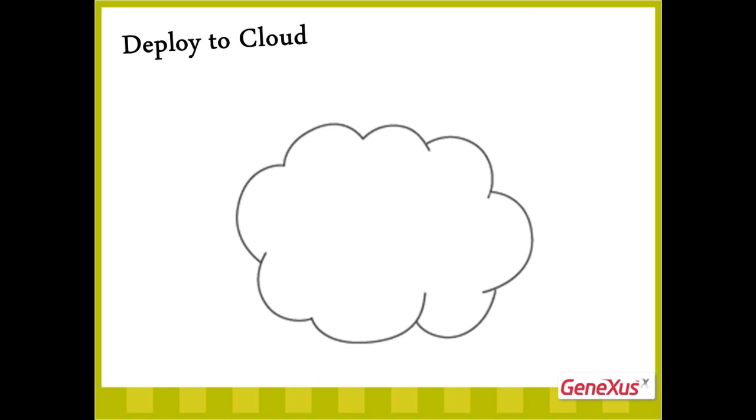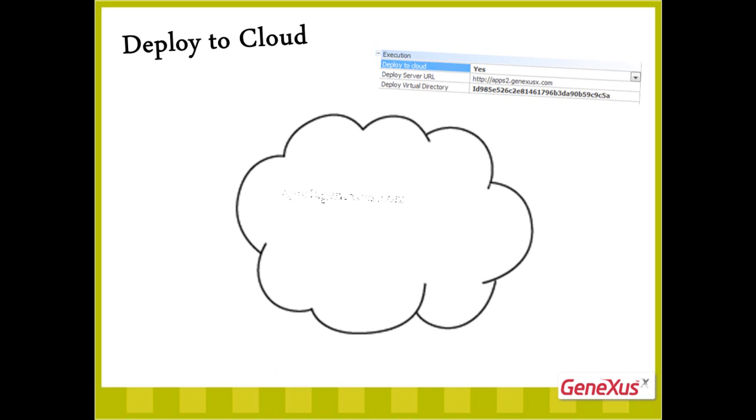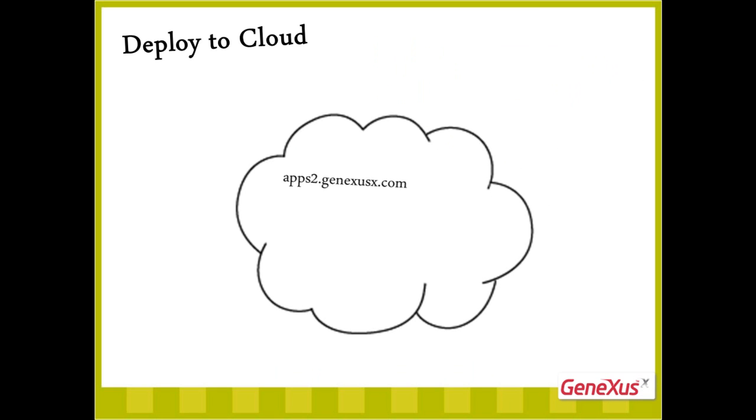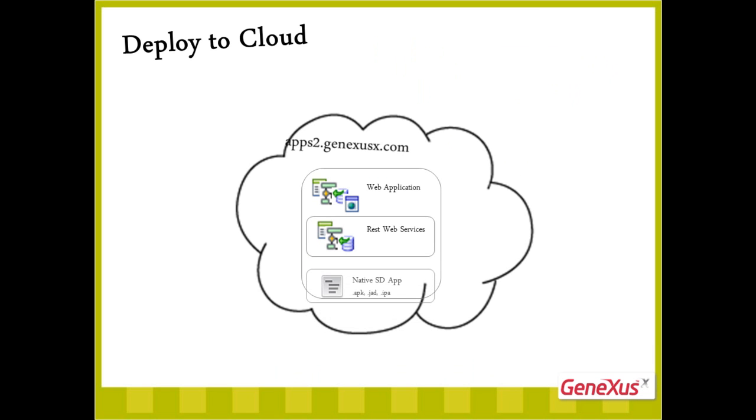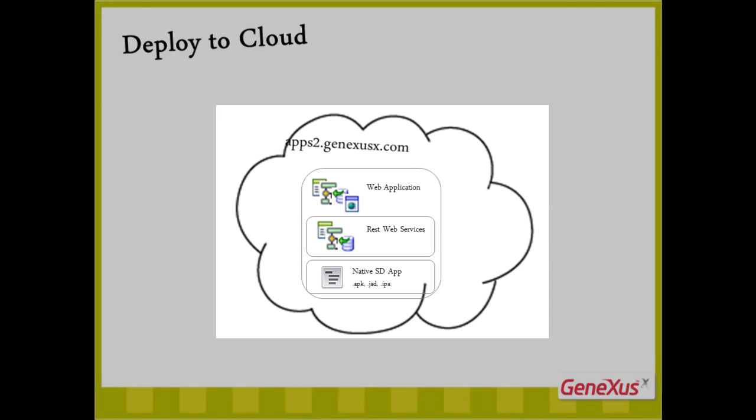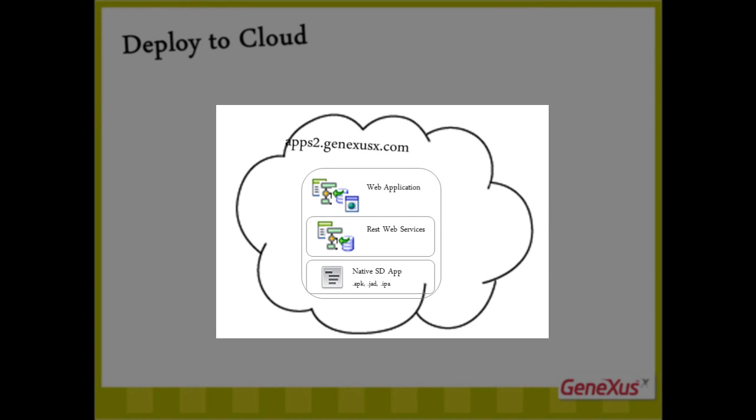And lastly, we have a new option in Genexus for executing applications by installing them in the cloud with just one click. This can be done in a simple way when we configure the deploy to cloud property with value yes, and the web and smart device applications generated are both installed in the cloud, in addition to installing the smart device application on the device.